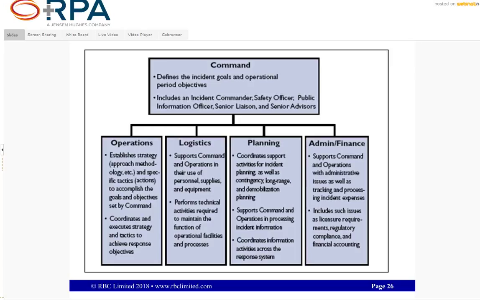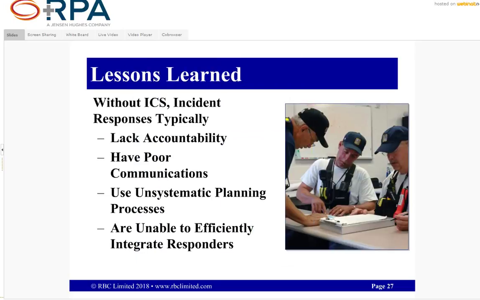So in a nutshell, you can see that the command, really the command individual, identifies the goals, objectives, and priorities, and then it breaks out to the operations, logistics, planning, and administrative finance. So what we find helpful in emergency plans is that you actually detail the job role or description of the individuals under each of these ICS items. So it's clear what their roles are when you activate the ICS in an emergency event. So lessons learned: if we don't use the ICS Incident Command System, then we really do have a fragmented system. It's not as efficient or systematic, and there's really more confusion and poor communication if it's not learned.